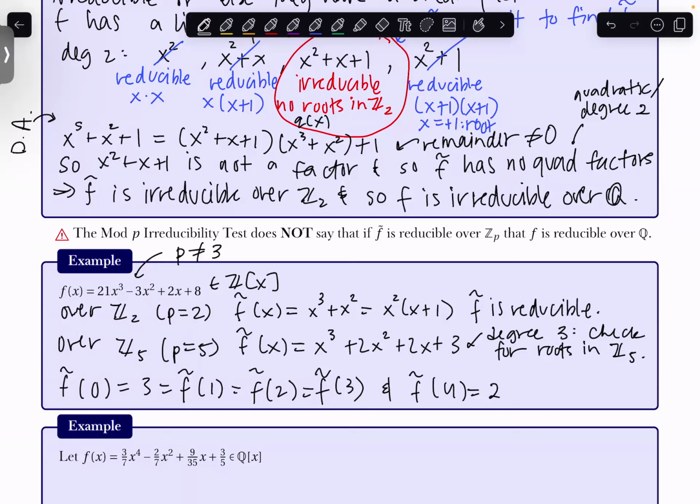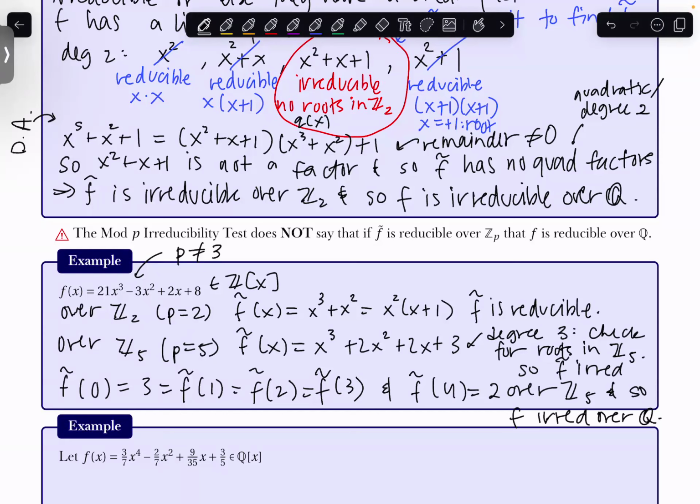So even though when I checked for 2, I found that F tilde was reducible and my degree didn't change, again, I can't conclude anything with that information. I can only conclude something if it's irreducible mod P. If it's irreducible mod P, then I know it's going to be irreducible over Q instead. So F tilde is irreducible over Z5, and so the original F is irreducible over the rationals.